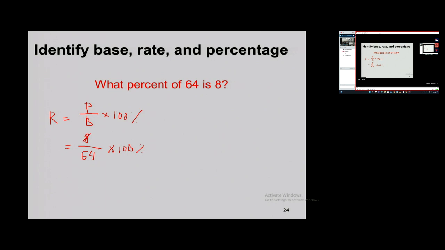Now, we can simplify 8 and 64, right? This is 1 and this is 8. And so we will have 100% divided by 8. And what is 100% divided by 8? That is 12.5%. And this will be your answer. This is how you're going to solve for base, rate, and percentage problems.